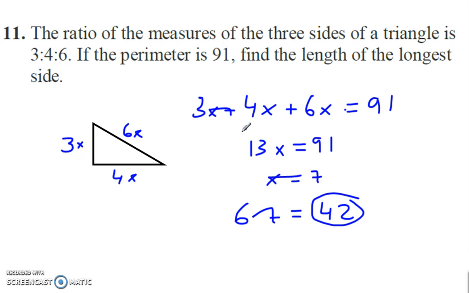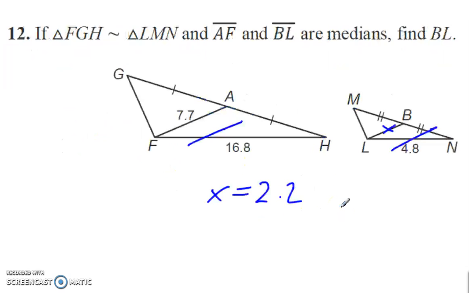Okay, here we have a ratio. The triangle is 3 to 4 to 6. That means 3 times some length plus 4 times some length plus 6 times some length gives me a perimeter of 91. So 3x plus 4x plus 6x. It's 13x is 91. We get x is 7, and so the longest side, 6 times 7, is 42. Alright, same deal here. Set up your ratio, set up a proportion, cross multiply and solve. X is 2.2.